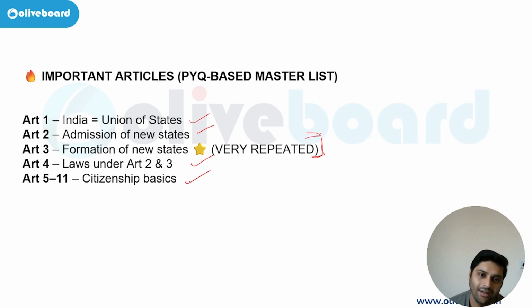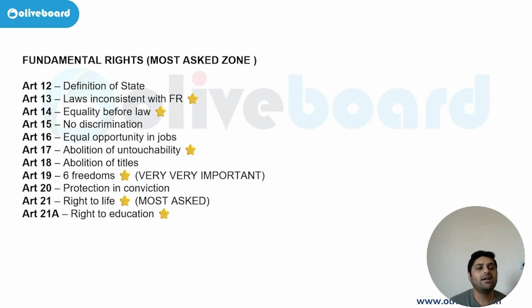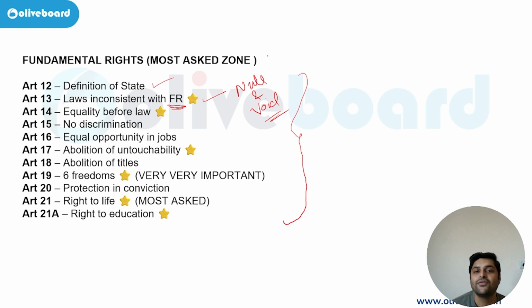This is very important. Then we have fundamental rights. Are all the articles important in fundamental rights? Yes. I'm sorry to disappoint you, but yes, you have to learn them by heart. 12 deals with definition of state, as to what is state. 13 deals with laws inconsistent with FR, means if parliament makes a law which is not consistent with fundamental rights, they will be declared null and void. Okay, by Supreme.